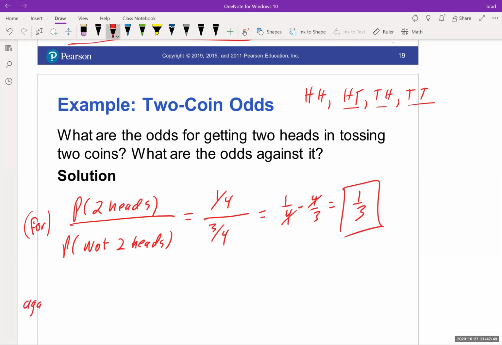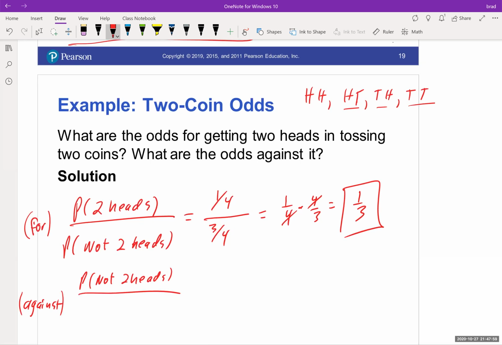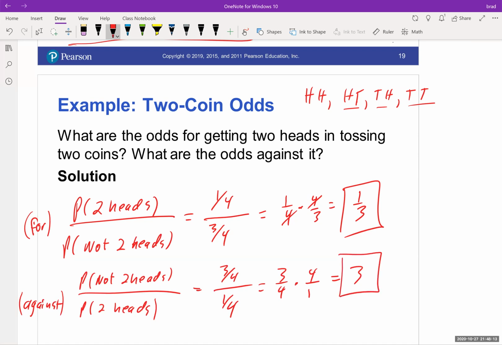Now let's go against. So now it's the probability of not 2 heads divided by the probability of 2 heads. So this would be 3/4 divided by 1/4, so 3/4 times 4/1. So this would be 3, the reciprocal. Sometimes in gambling, they'll say the odds are 3-1. So this is how they would write it in gambling, 3-1. Not that you guys should go out and gamble, but that's just how it works.